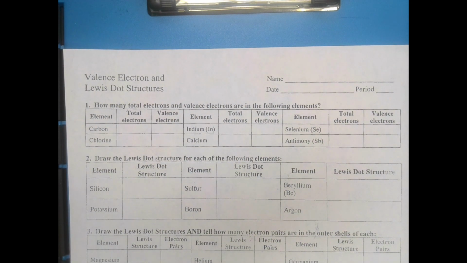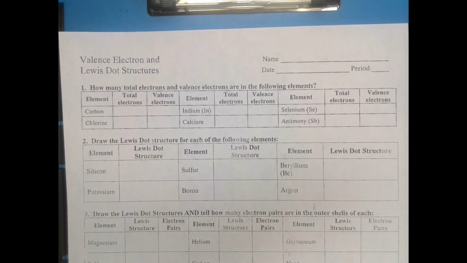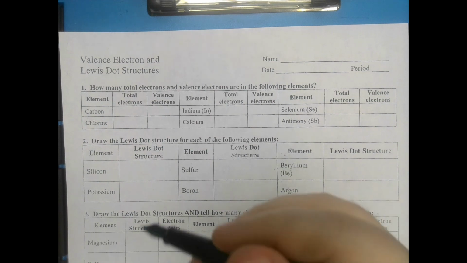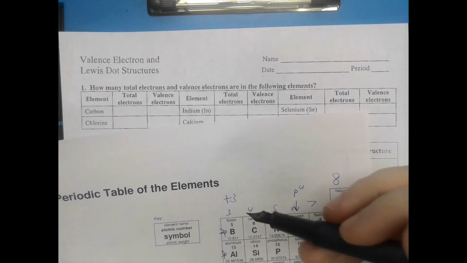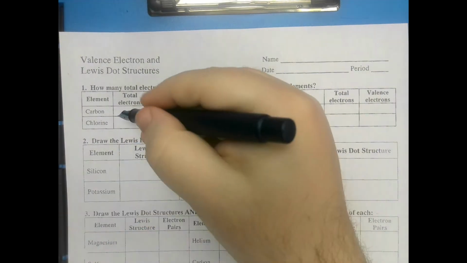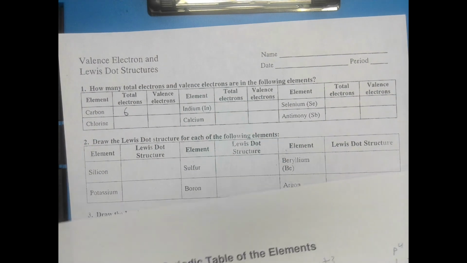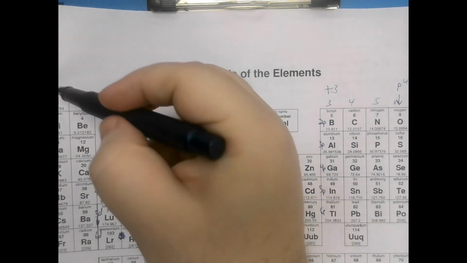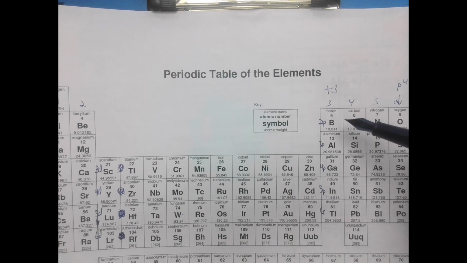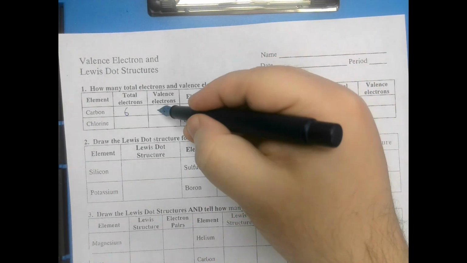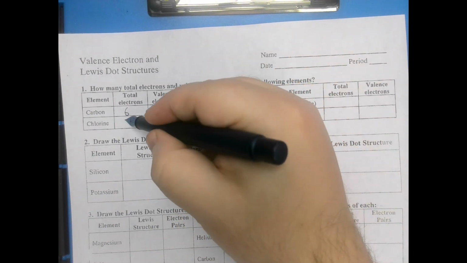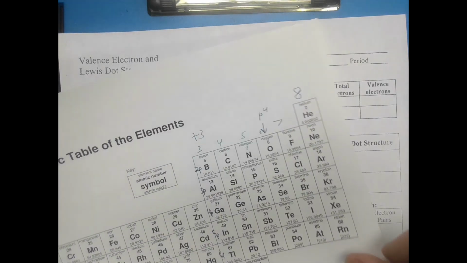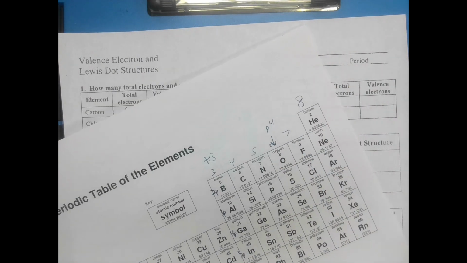Lastly, we get this one, the Lewis dot structures. So how many total electrons does neutral carbon have? That'd be 6. But valence electrons, again, everything in this column has 1, that column has 2, this column has 3, this column has 4. So it has 4 valence electrons. Chlorine. Chlorine has 17 in total. And everything in this column has 7.